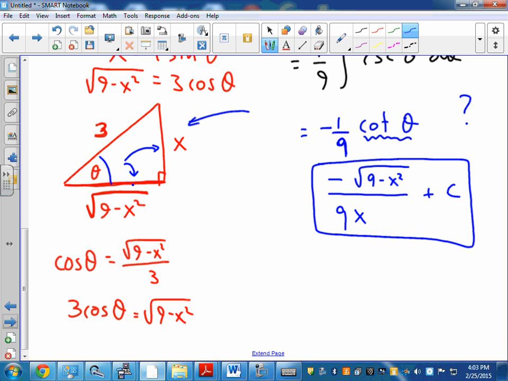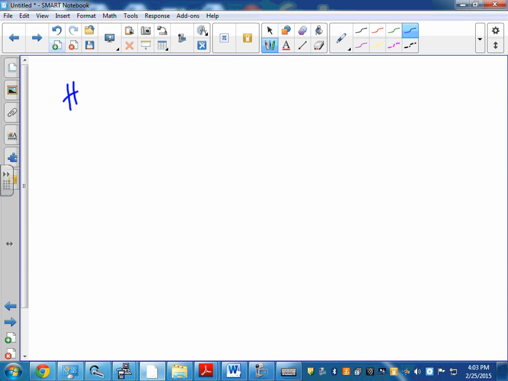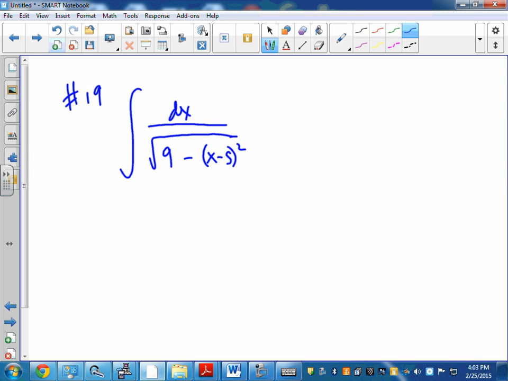So this is in the problem set, problem number 19. Again, I've given you the solutions to these in the back of the book, so you can go back there and play with these on your own. This one has a dx, and it has a square root of 9. Wow, they like that 9 again. But now instead of x squared, it's x minus 5 squared. And the task is to see if we can integrate this.